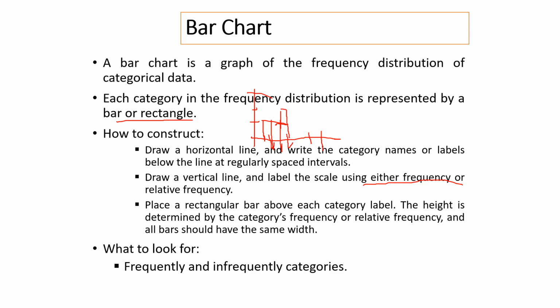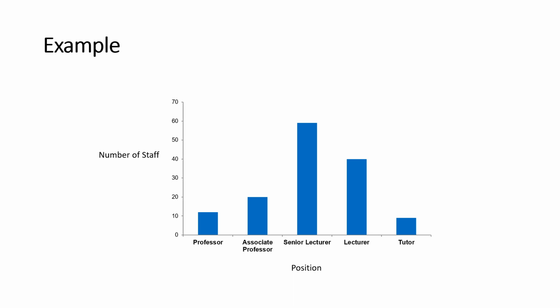Okay, and then what are we looking for? We're looking for the frequent and infrequent categories. So from this you can see what is the highest, what is the lowest, or maybe there is no record for specific data. Cool. So in this example, the previous one, we summarize into a graph.